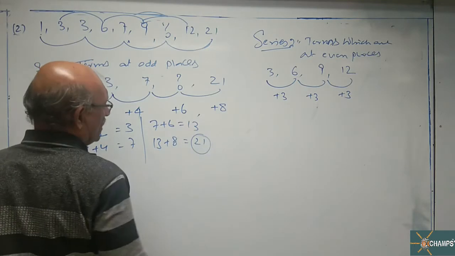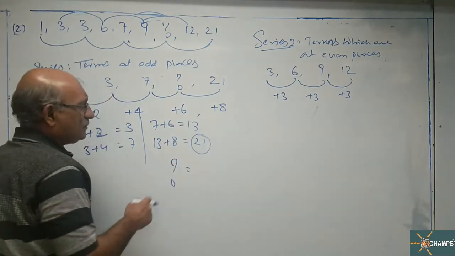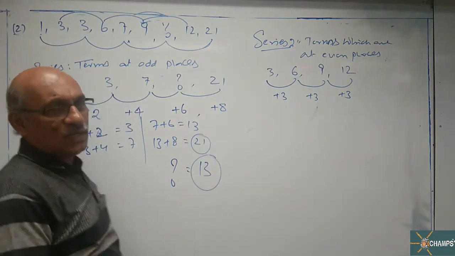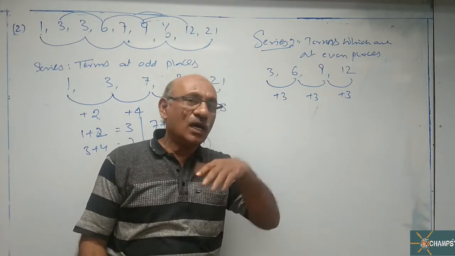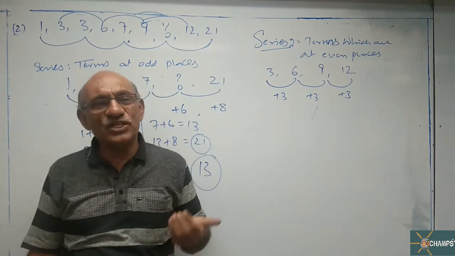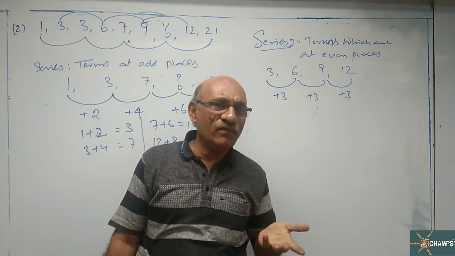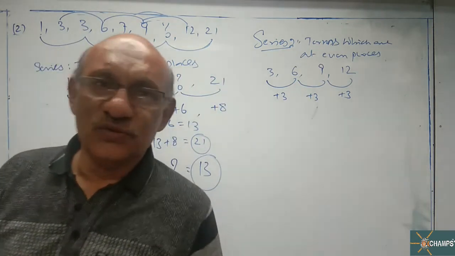Therefore, the sequence I generated, the missing figure is equal to what, sir? 13. The missing figure is equal to 13. This is also one way of solving the question: resolving the given sequence into two series by taking terms which are at odd places as one series and the terms which are at even places as another. Okay? Note down the solutions.